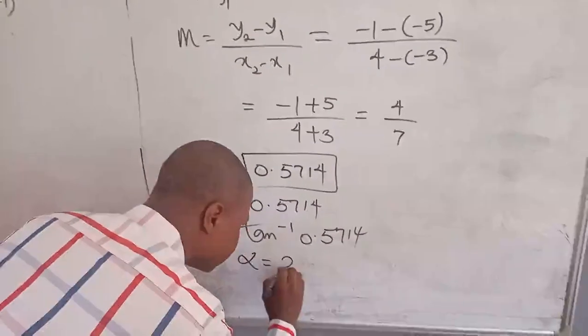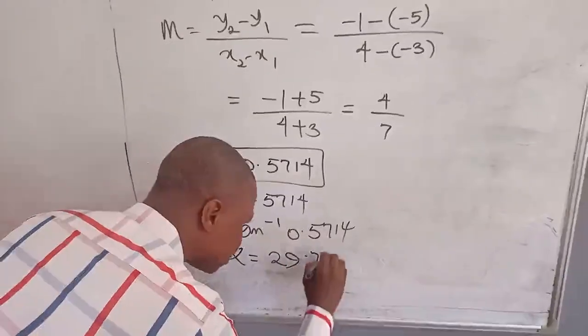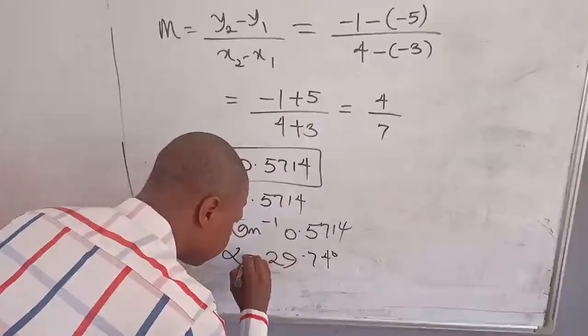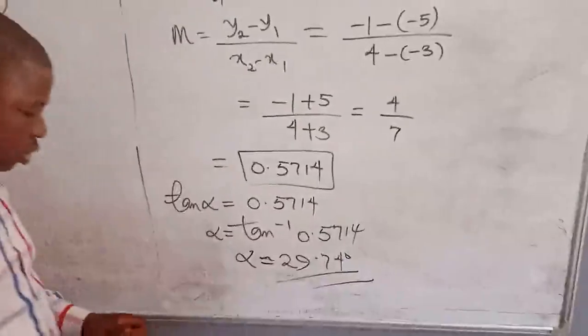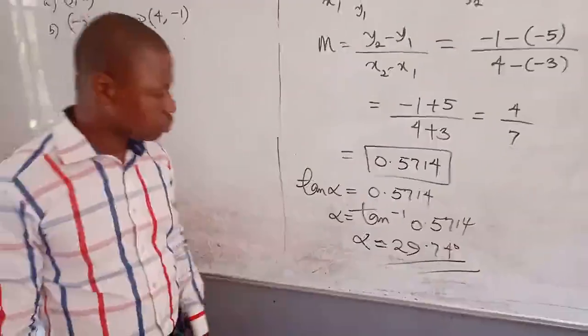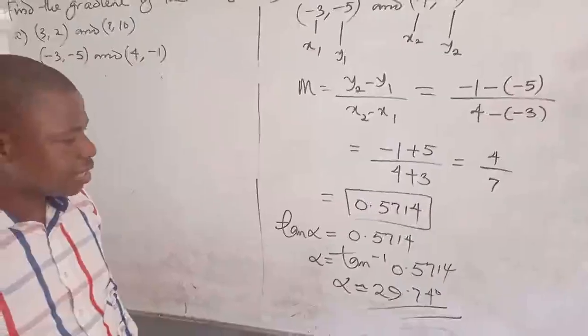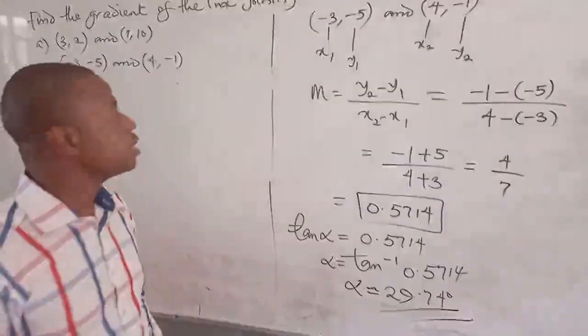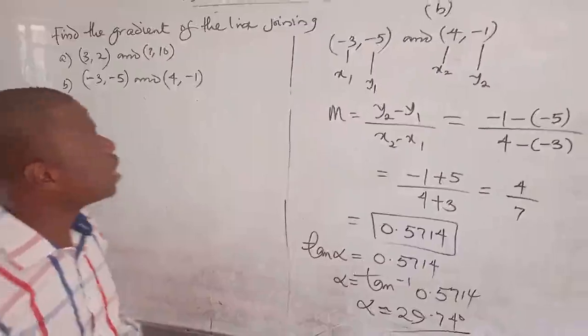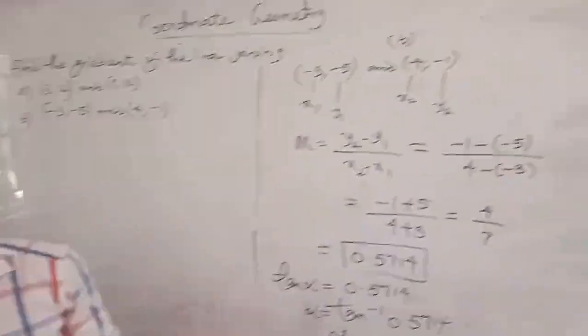So our alpha is 29.74 degrees. So if you are asked to round up your answer to the nearest degree, that would be 30 degrees. So that is how to find the angle of slope.